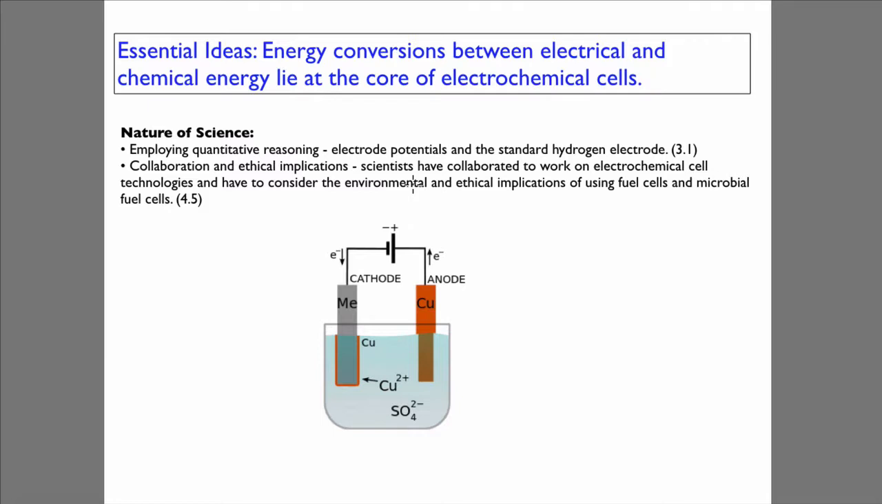We use electropotentials and the standard hydrogen electrode in calculations. Collaboration and ethical implications: scientists have collaborated to work on electrochemical cell technologies and have to consider the environmental and ethical implications of using fuel cells and microbial fuel cells.